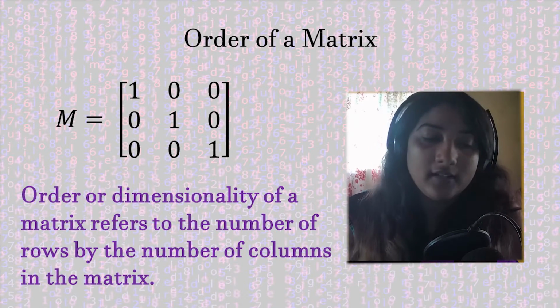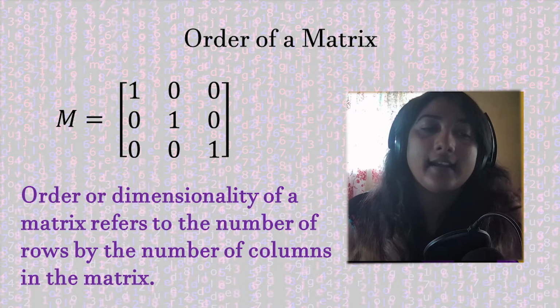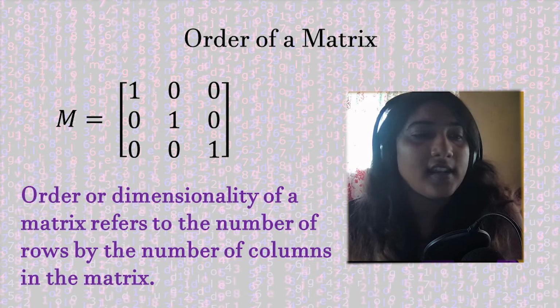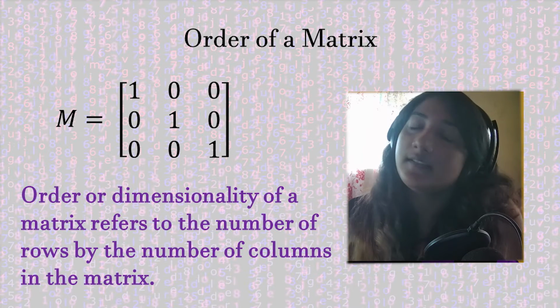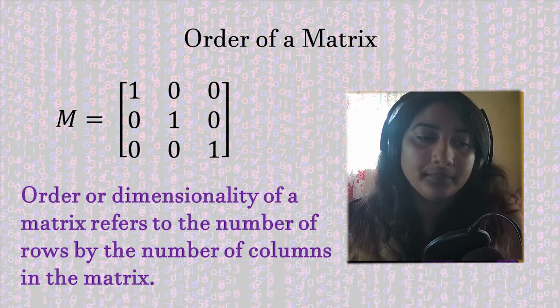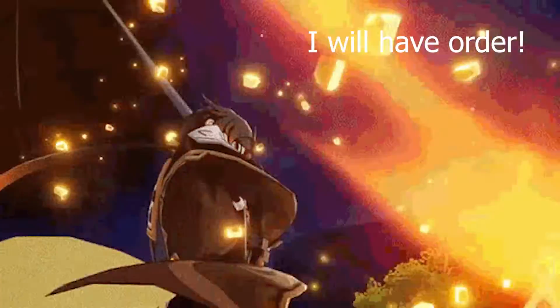When we look at a matrix, think about it as if you're looking at a spreadsheet. A spreadsheet is usually arranged into rows, which would be horizontal, and columns, which would be vertical. When we speak about the dimensions of a matrix, we're always looking at the number of horizontal arrangements versus vertical arrangements. Let's talk about the order of matrix M.